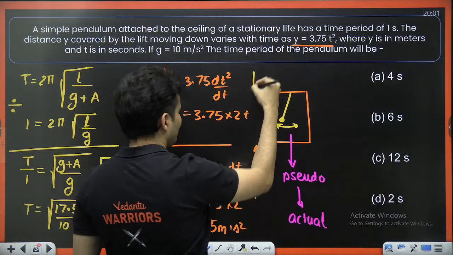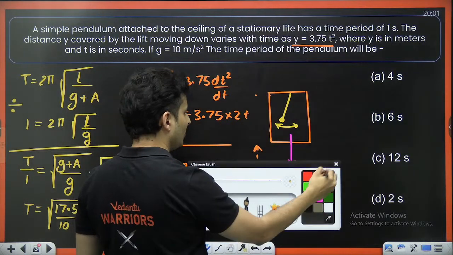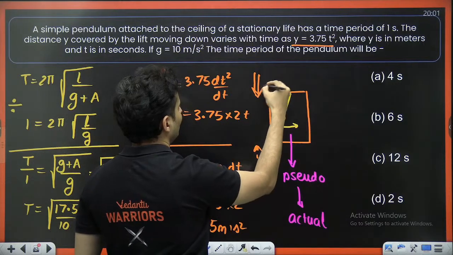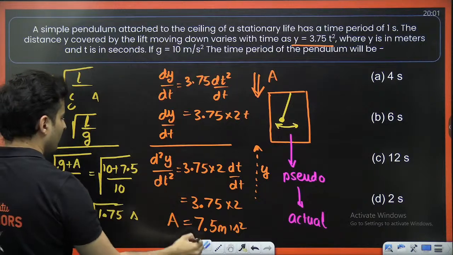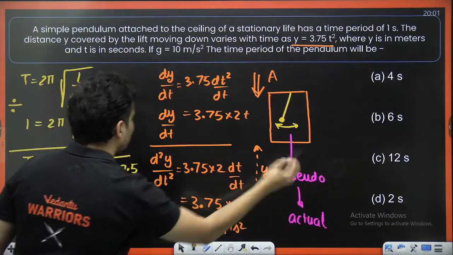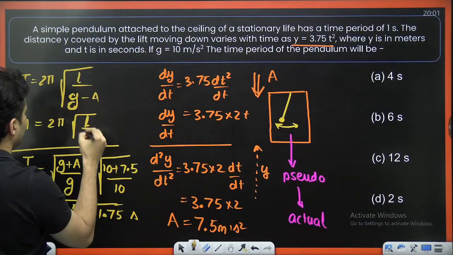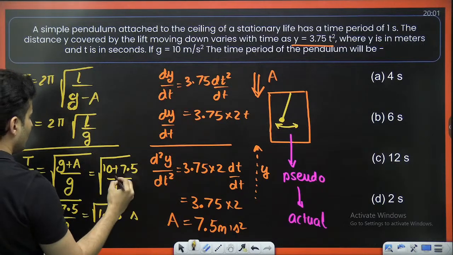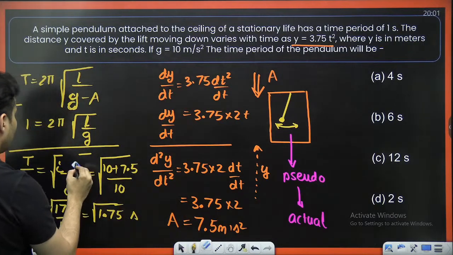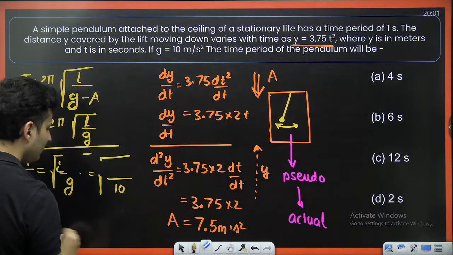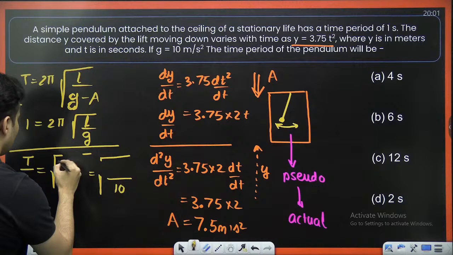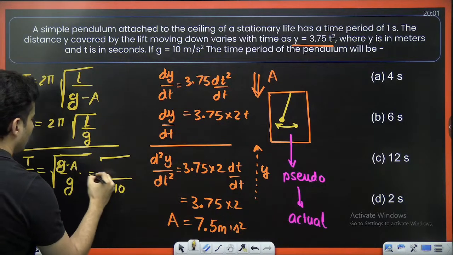I'll just rewrite it over here. So this was supposed to go down. This was supposed to go down. So this will not be plus. This will be minus. So sorry. So this will be G minus A. G minus A everywhere. Right.